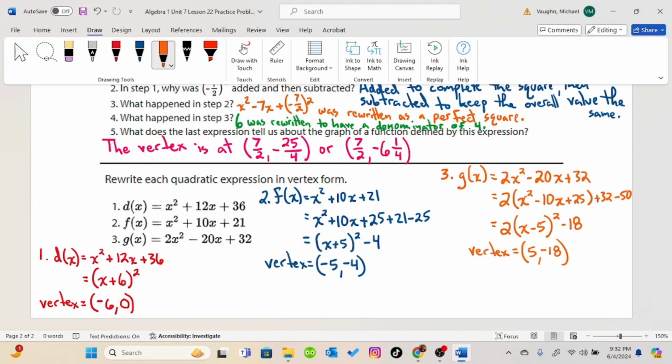If you have any questions about how to rewrite standard form quadratic equations into vertex form quadratic equations, please ask for clarification now before we move on to lesson 23.